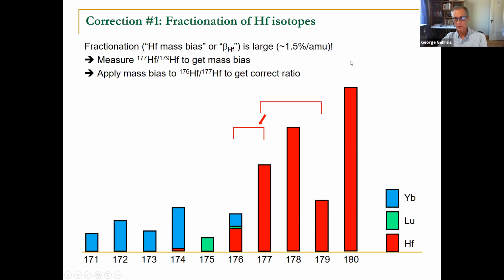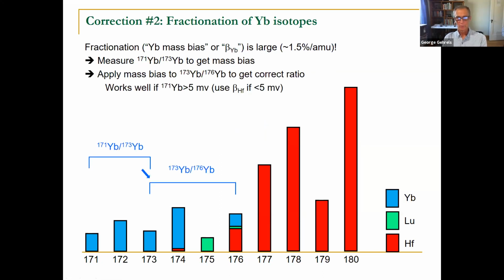So here's the first thing we do. This is going to happen in the laboratory, kind of in the background. When you're interested in 176, 177, you're also going to be measuring these other isotopes to be able to get this mass bias. So here's what we do. We measure 177, 179, and then we apply that same correction to 176, 177, because that ratio has also been affected by that mass bias. That's number 1 correction. Number 2 correction is that your mass spec will always give you the wrong ratio for ytterbium isotopes.